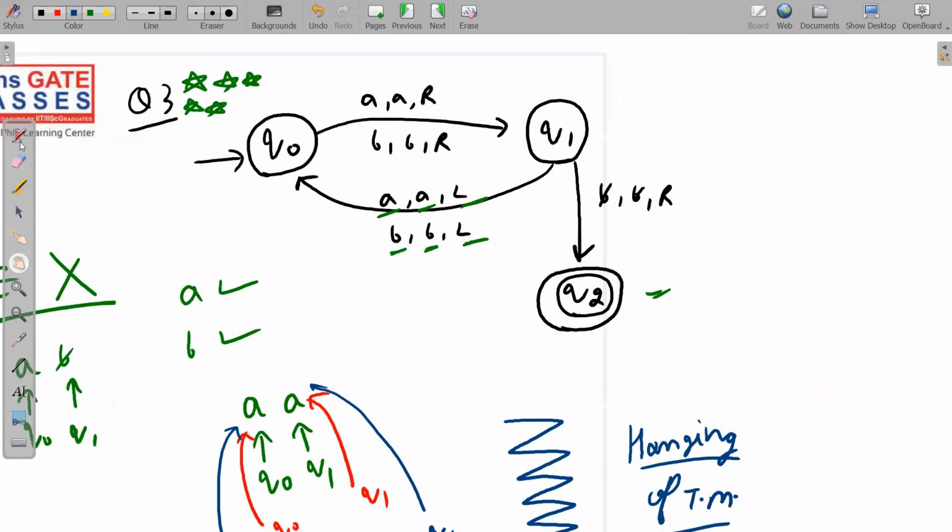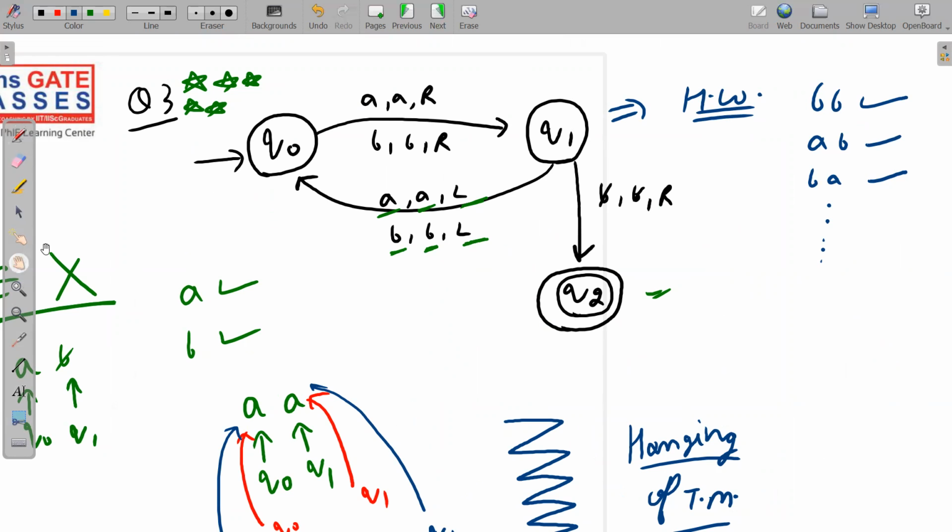Now this is homework for you. Please verify yourself. On double B also it will hang, on AB also it will hang, on BA also it will hang, and so on. So for all such strings it will hang.